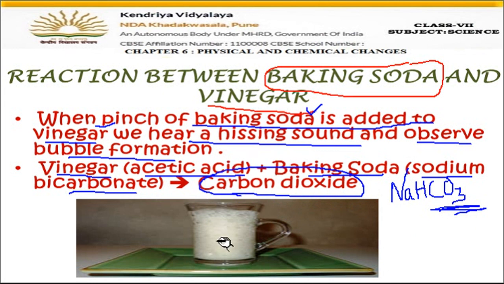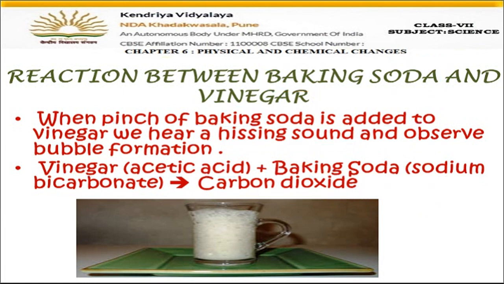So why are these bubbles formed here, children? When acetic acid reacts with sodium bicarbonate, the reaction occurs and carbon dioxide is given out. So these bubbles are of carbon dioxide gas. Now see, once carbon dioxide is formed in the reaction, do you think this reaction is reversible? Can we get back the baking soda and vinegar? No. So what type of change is this, students? It is an example of chemical change. So which reaction have we studied? The reaction between baking soda and vinegar. When they react, carbon dioxide is formed, due to which bubbles can be seen.